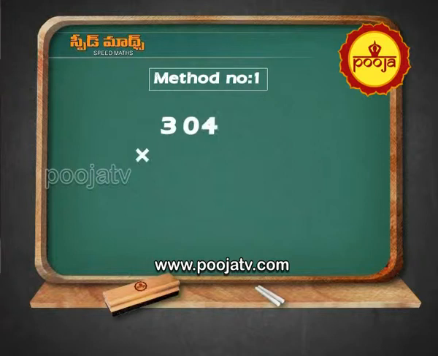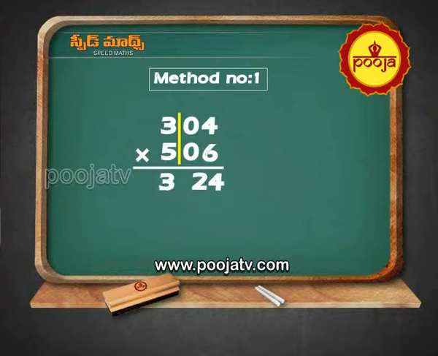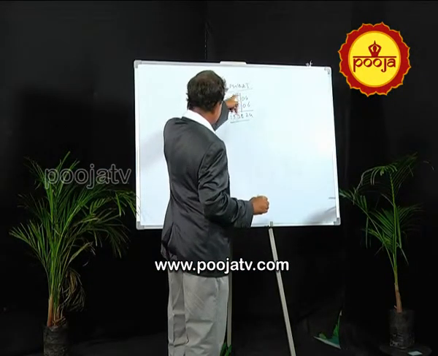304 into 506. Give a slash. Because you can multiply these two: 6 4s are 24, 6 3s are 18, 5 4s are 20, 20 plus 18 is 38, 15, like that. The answer you leave it. So like this you have to give a slash.